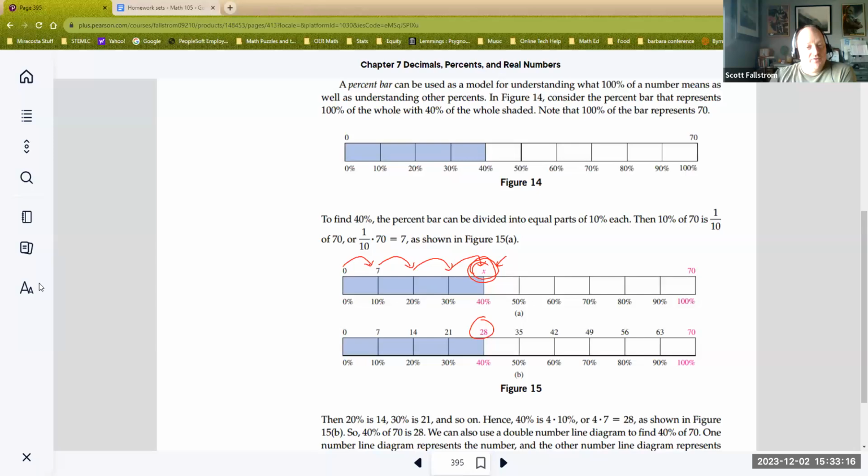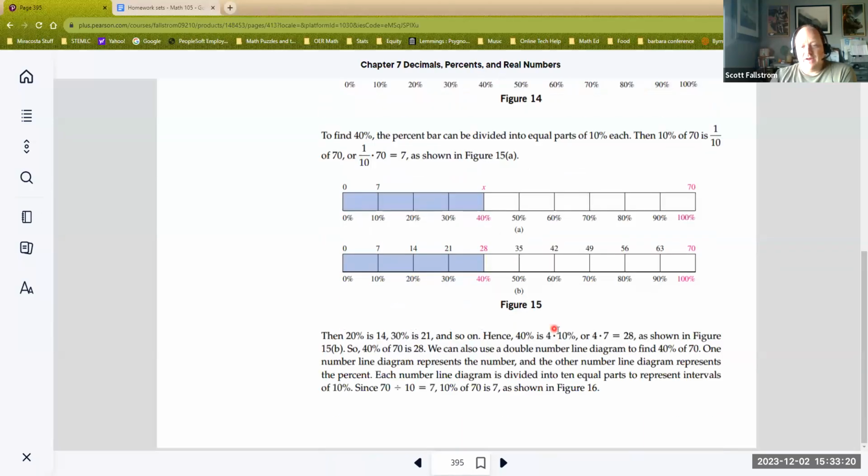So again, are there good things about the percent bars? Yes, there are. They're very visual. They're hands-on. What's the drawback? If the answer turned out to be 41.375%, your percent bar is not going to do a great job of helping a student solve for that.